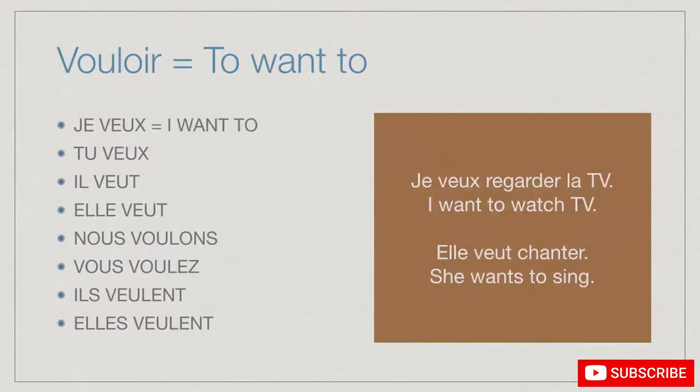Next is vouloir, which means to want to. So you have je veux, tu veux, il veut, elle veut, nous voulons, vous voulez, ils veulent, elles veulent. And then some examples are je veux regarder la télévision, elle veut chanter. So same thing, veut is always followed by an infinitive. Otherwise, you're just saying I want TV, or I want sing, or I want. She wants would be the second one because it doesn't have an infinitive.